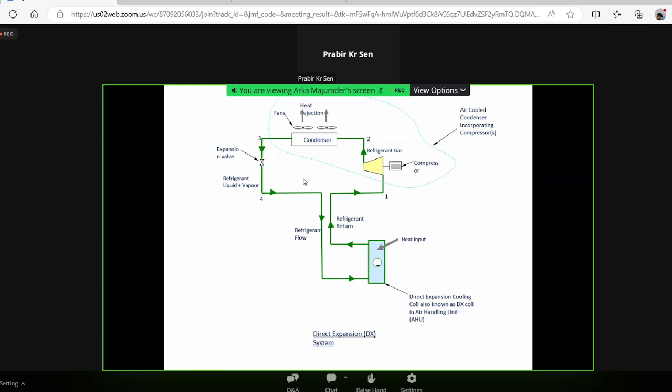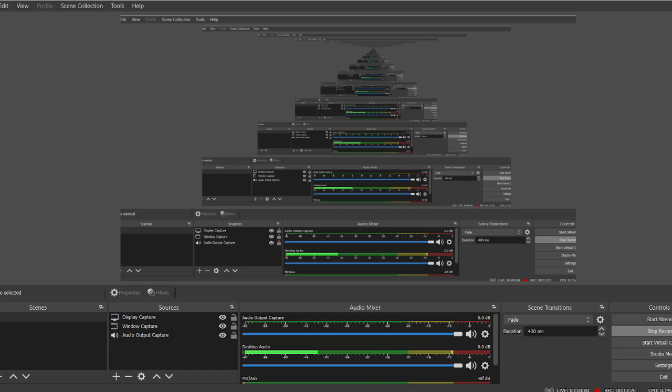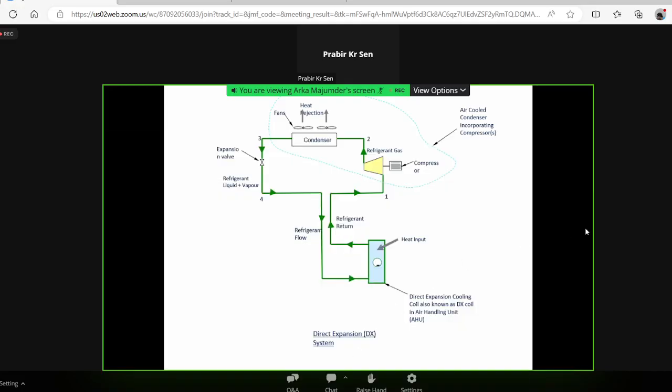Yes. This is a direct expansion system of air conditioning system. So here you can see a compressor and compressor motor driving the compressor. Refrigerant goes to the condenser.